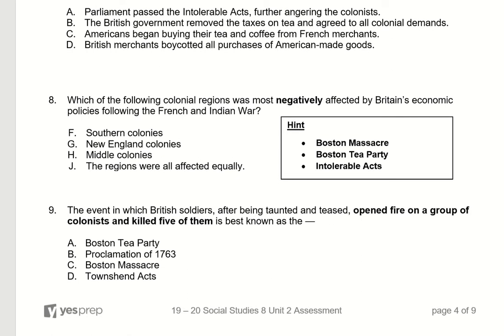Number 9. The event in which British soldiers, after being taunted and teased, opened fire on a group of colonists and killed 5 of them is best known as the A. Boston Tea Party. B. Proclamation of 1763. C. Boston Massacre. D. Townsend Acts. Pause to choose your answer.